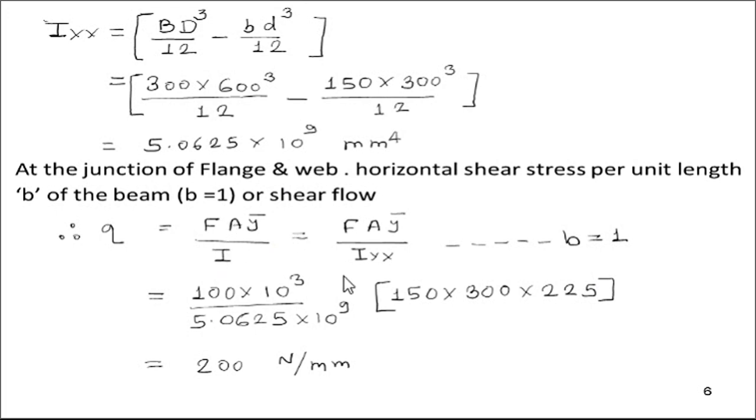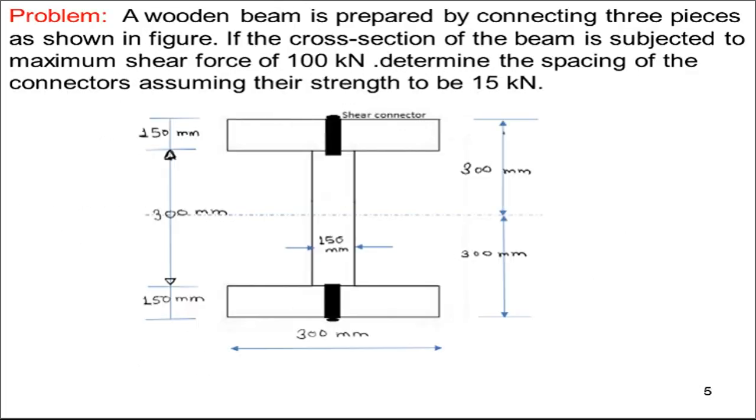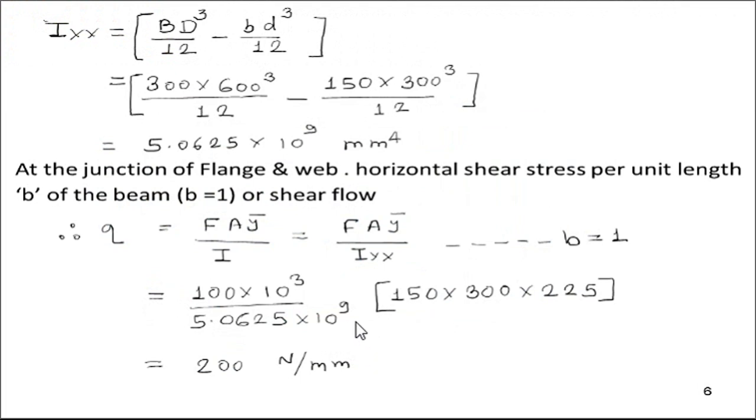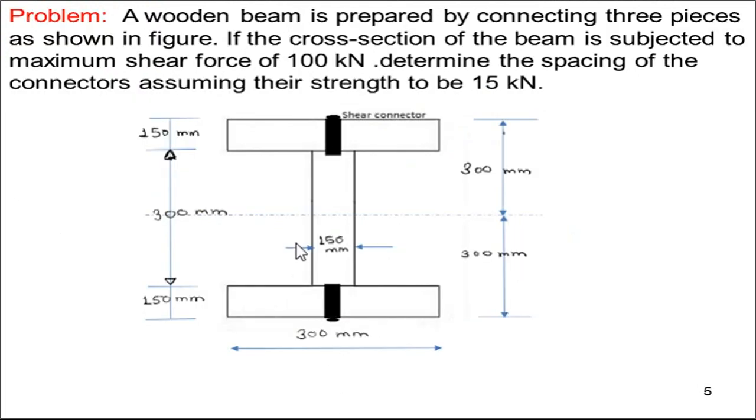After that, you can put the values into this formula. The F value, the shear force, you can put into this formula. After that, A y bar means the area of the top plank of the wooden beam, 150 multiplied by 300. You can see here that 150 is the depth and 300 is the breadth of the top plank. And the y bar value you can find from this particular figure. So y bar is 225.